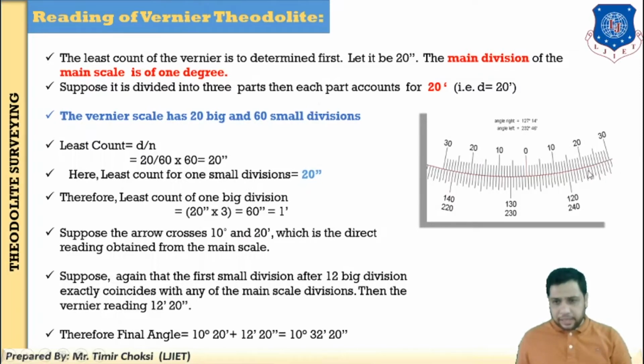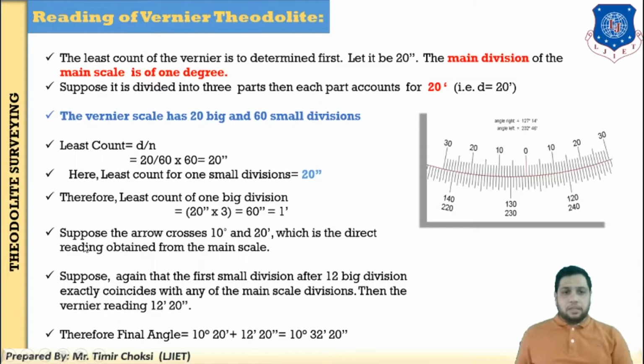Here this is the main scale, and this is the vernier scale. In the main scale, one division is 1 degree, and in the vernier scale, a smaller division is 20 seconds. So the least count of the big division is 20 seconds into 3, equal to 60 seconds, which means 1 minute. So the least count of the small division is 20 seconds, and the least count of one big division on the vernier scale is 1 minute.